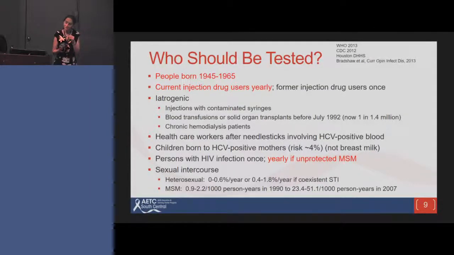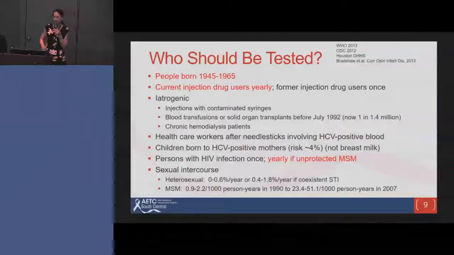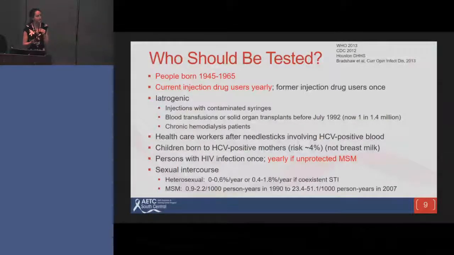If they are men engaging in unprotected sex with men, they should be tested at least yearly. And of course, if there are iatrogenic exposures, that would also be an indication for testing. Mother-to-child transmission is a possibility, although I don't think that translates to too many patients that we all see.